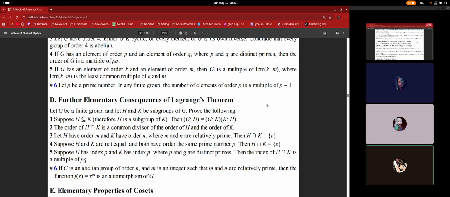Well, if H divides K in n pieces and K divides G in m pieces, then it is easy to see that H divides G in n times m pieces. Wait, could you repeat that? You're saying that if H divides K in n pieces and K divides G in m pieces, then H divides G in n m pieces. Yes, n times m. Oh yeah, that is true.